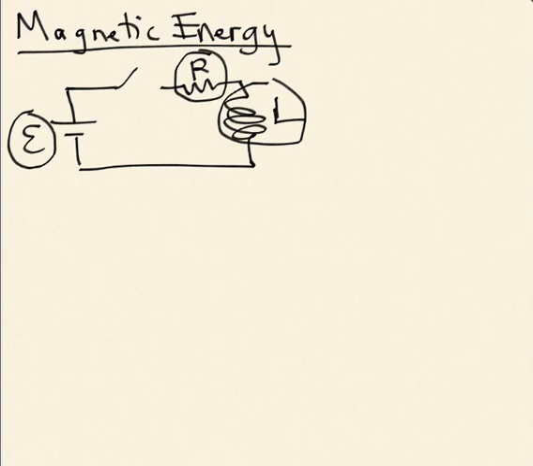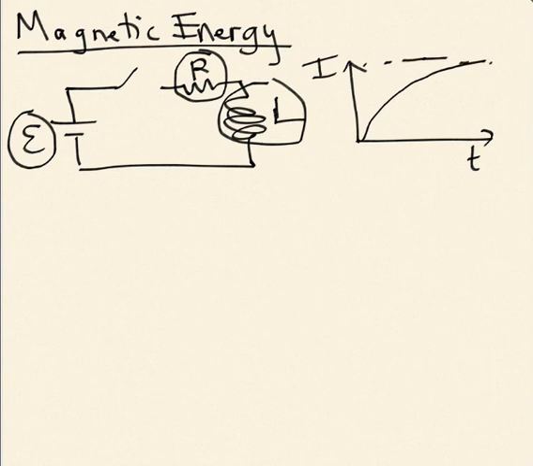When I just throw the switch, what we're going to find, and we'll derive this in class, is that the current as a function of time will increase and then come to steady state with time. It won't jump up suddenly to some finite value. The steady state value will be the EMF over the resistance. The reason it doesn't come up quickly is because you have this back EMF in the circuit, and this back EMF due to the inductor goes like minus L di/dt.